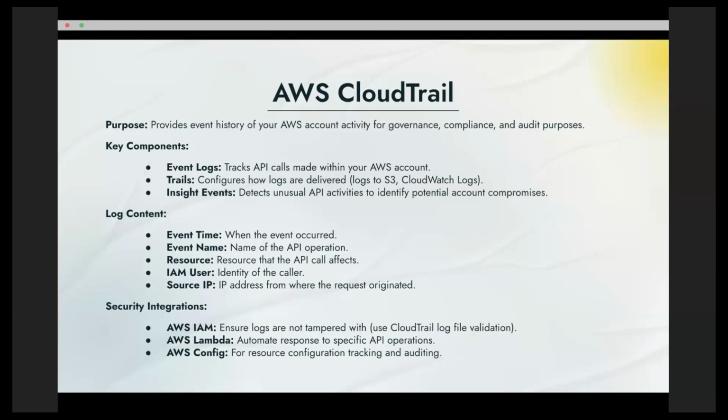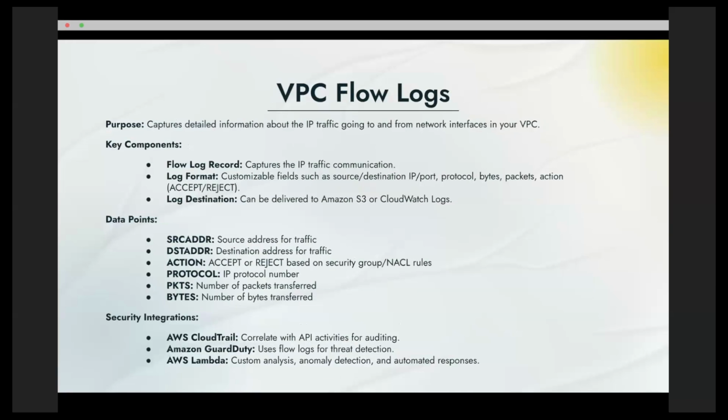You can also do a Lambda automation on top of a specific sensitive API operation. And of course, you can always use Config for resource configuration, tracking, and auditing. You also have VPC Flow Logs that capture detailed information about the IP traffic flowing within your VPC. It's very similar to NetFlow logs.